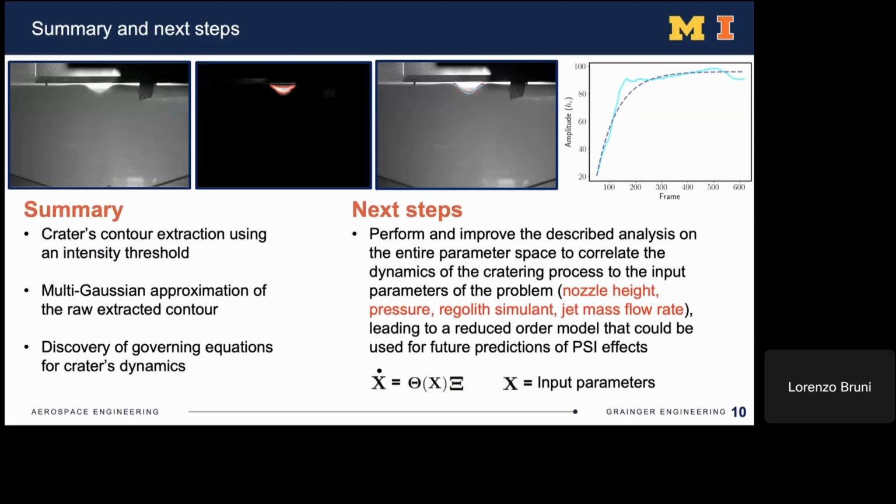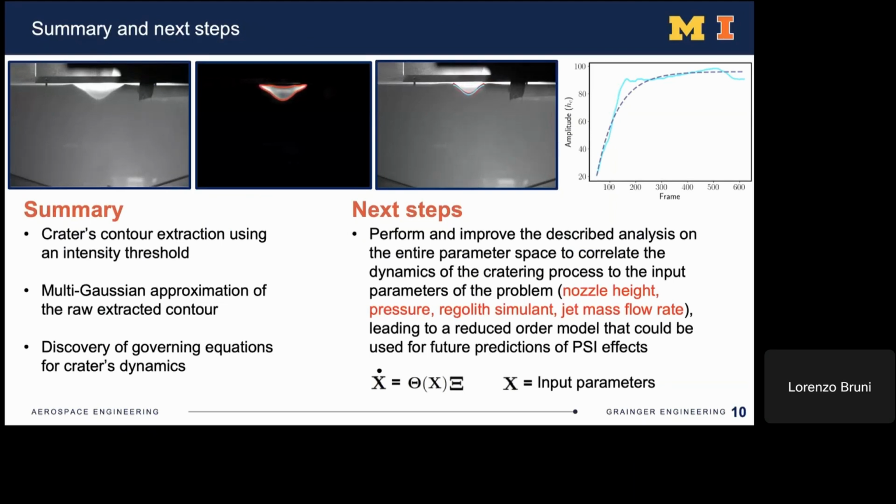So in conclusion, I presented you a proof of concept of our method. So we applied it to one simple case. We extracted the contour using an intensity threshold. Then we approximated the raw extracted contour with multiple Gaussians. And finally, we discovered governing equations for the crater's dynamics of this simple case. And the idea is now to perform this evaluation on more complex cases.